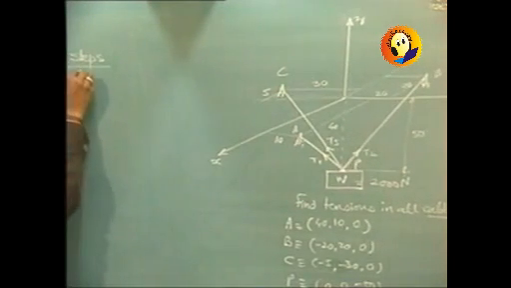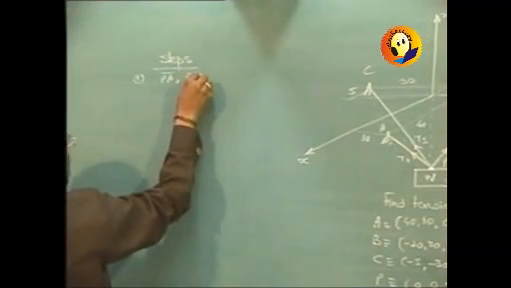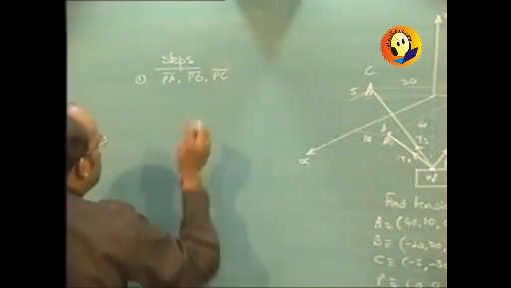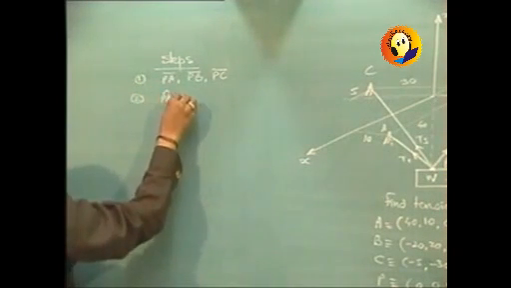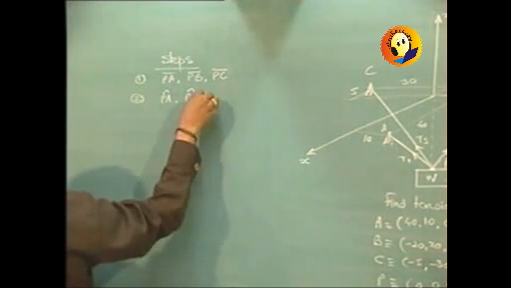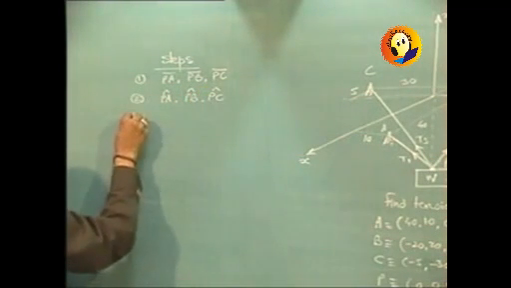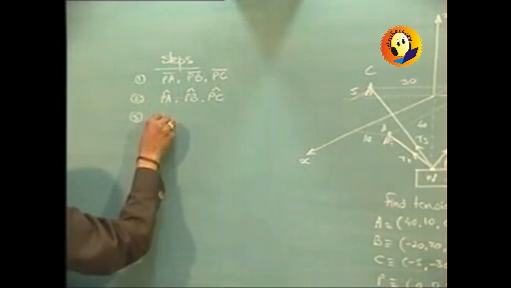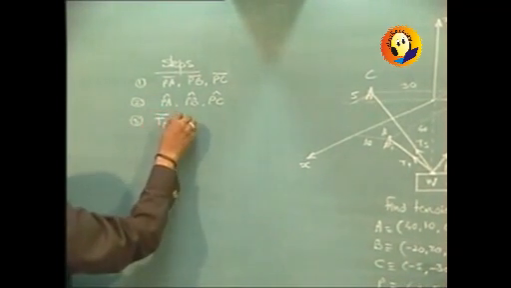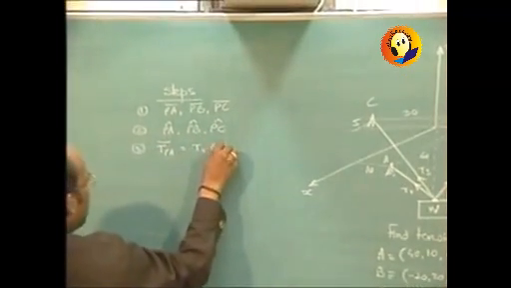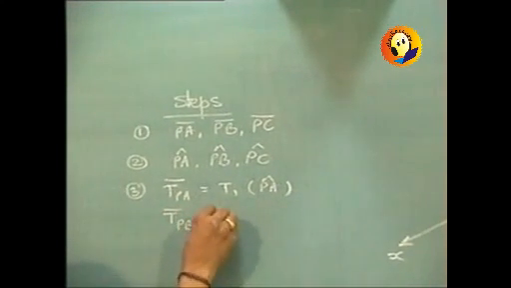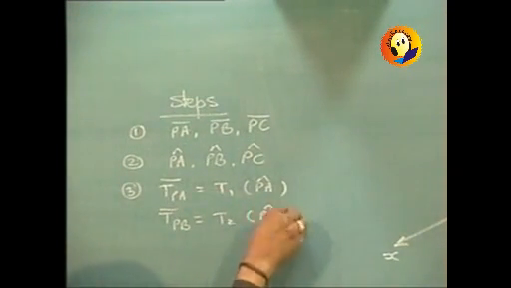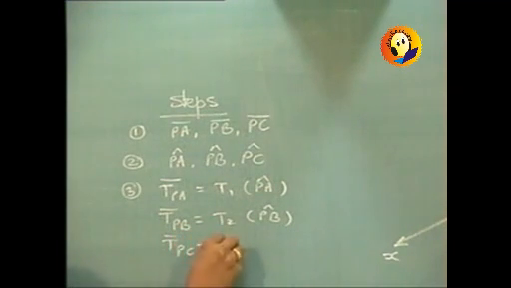So first step will be to find out PA bar, PB bar, PC bar, which we can very well find out. Step number 2 will be to find out unit vectors PA cap, PB cap, PC cap. Third step will be to write down tension PA bar, which will be obviously T1 into PA cap. PB bar will be T2 into PB cap, and PC bar will be T3 into PC cap.